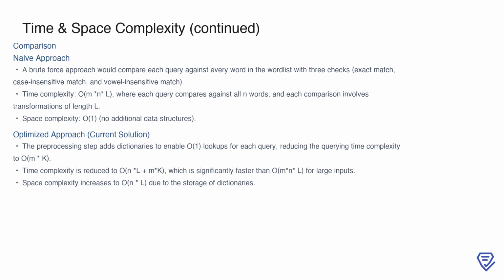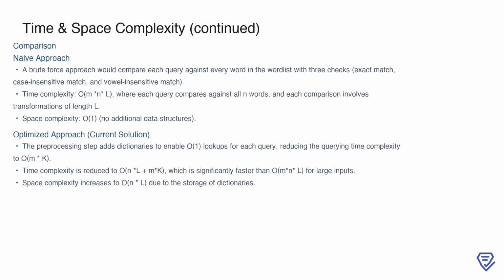To put this into perspective, we compare the current optimized approach with a naive solution. In the naive approach, each query is compared against all words in the word list, performing 3 checks: exact match, case-insensitive match, and vowel-insensitive match. This results in a time complexity of O(m*n*L), as every query involves transformations and comparisons against n words, with each transformation taking O(L). However, this approach requires no additional data structures, so its space complexity is O(1).